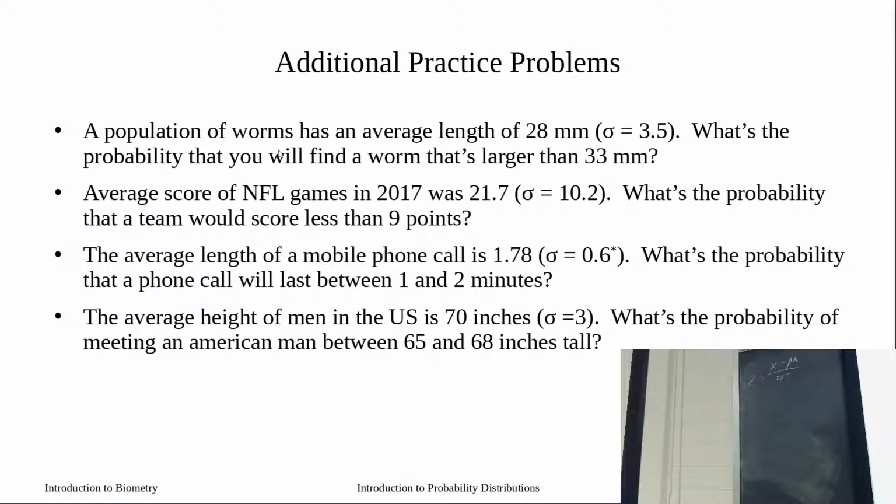All right. So here's some practice problems. A population of worms has an average length of 28 millimeters, with sigma 3.5. What's the probability that you find a worm that's larger than 33 millimeters? All right. We've got an average score in NFL games, average length of a mobile phone call, average height of U.S. men. So what I want you to do is take some time, see if you can answer these.